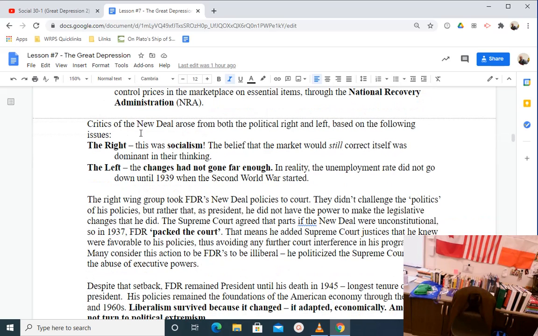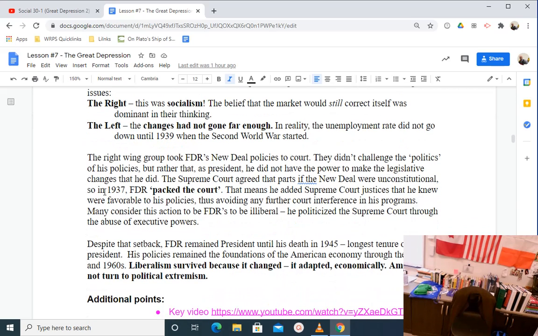So these are critics of the New Deal in the United States. This is how the right wing was critical, and this is how the left wing was critical. As we saw from that hypothetical quote from the socialist rally, the left wing is saying, you haven't gone far enough. Now, this isn't enough socialism. And the right wing is saying, this is way too much socialism. So he did have a lot of critics.